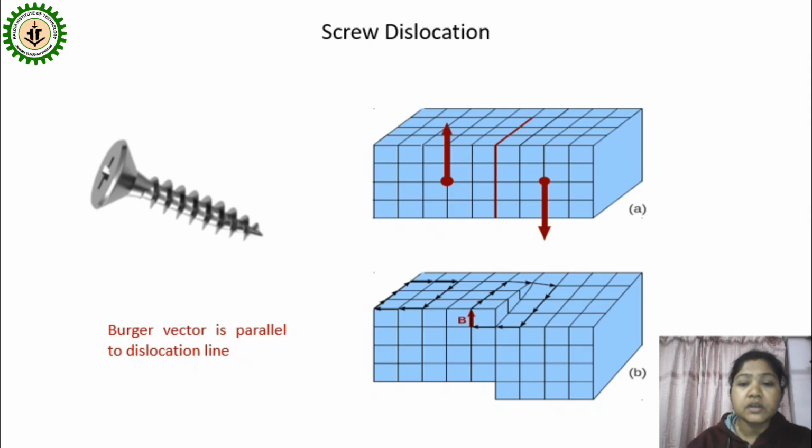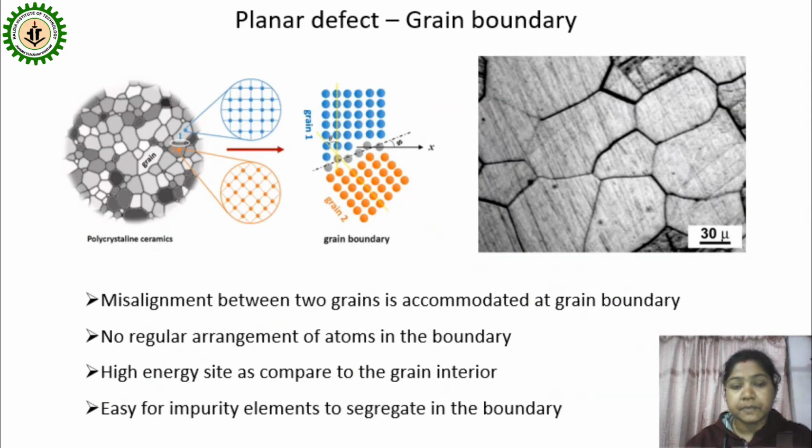So that's why it is called the screw dislocation, and the Burgers vector is towards the dislocation line. Always this side is the Burgers vector, and the dislocation line is also this side. You can see here the dislocation line is this side and the Burgers vector is also this side. So that's why for screw dislocation, B is always parallel to the dislocation line.